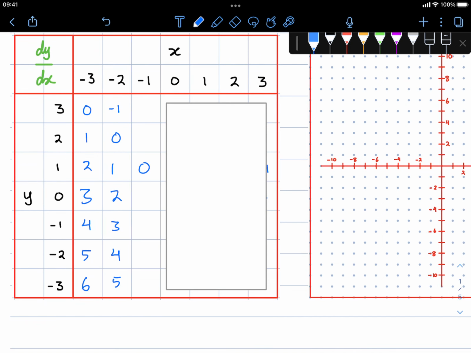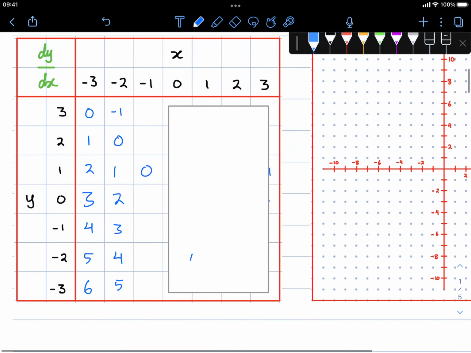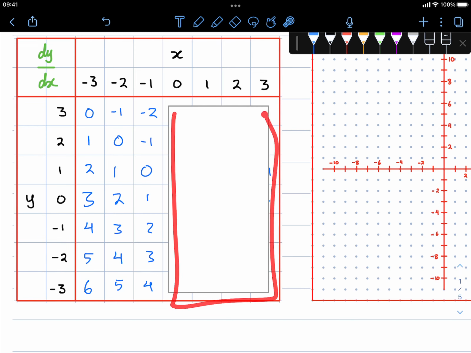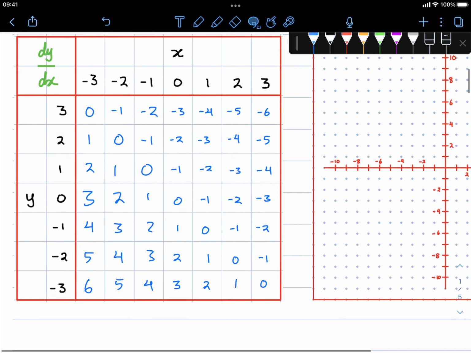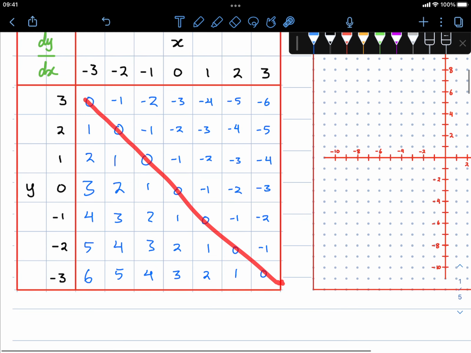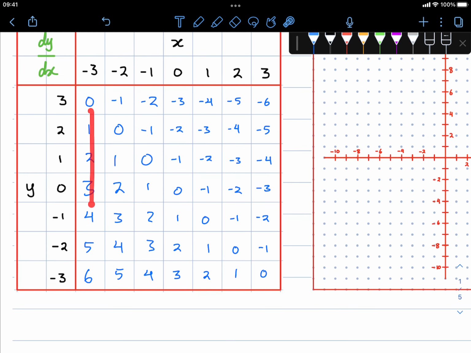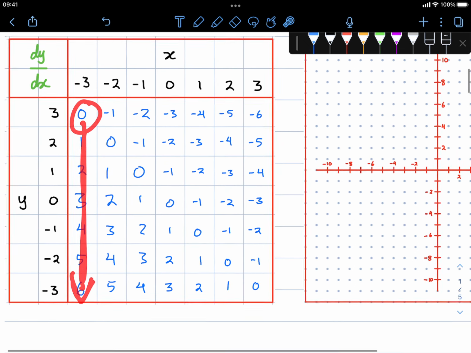And I hope from this you can see the pattern completing for the entire table. This will be 1, 2, 3, 4. This would be -1, -2. I hope you can see the pattern for the remainder of this table to be something like this, where we have gradients of zeros along this diagonal, and the remainders will increase by 1 the further out we go from 0.